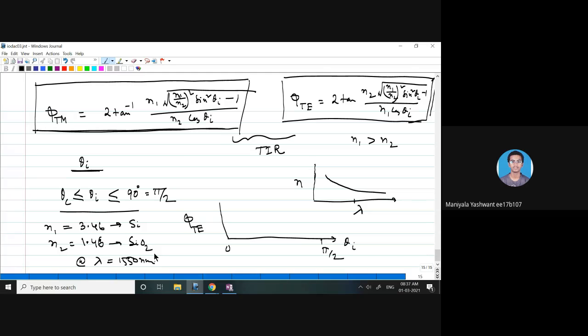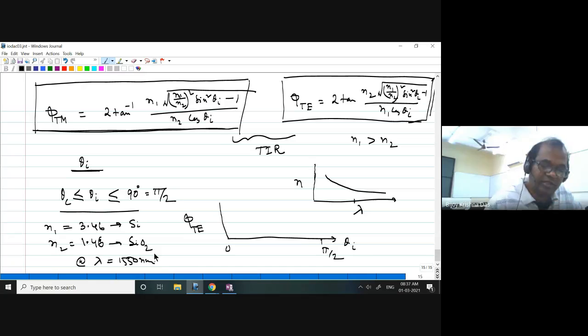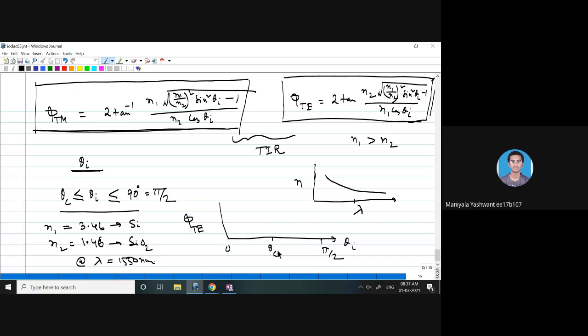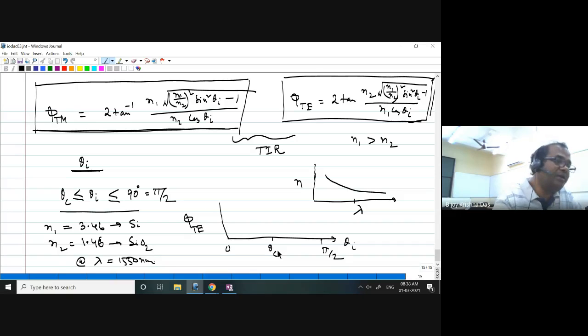So there won't be a phase until theta C. Exactly. That is what I mentioned. Suppose up to theta C, we don't need to bother about that, because this equation also will give that. Afterwards, this expression is valid only when we are considering theta greater than or equal to theta C. So this range is valid, we have to see.